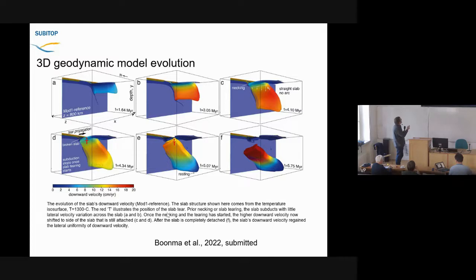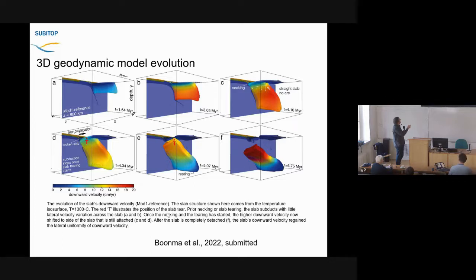Then we did some 3D geodynamic modeling to test this hypothesis. And what you see here is one of these slabs after a continental collision, where under certain conditions that I don't have time to explain, you can trigger a lateral tearing of this subducted lithospheric slab. And what you see in the colors is the vertical velocity of this slab. The red is showing the fastest downgoing speed. And this speed is very negative, so it's downgoing in the beginning.